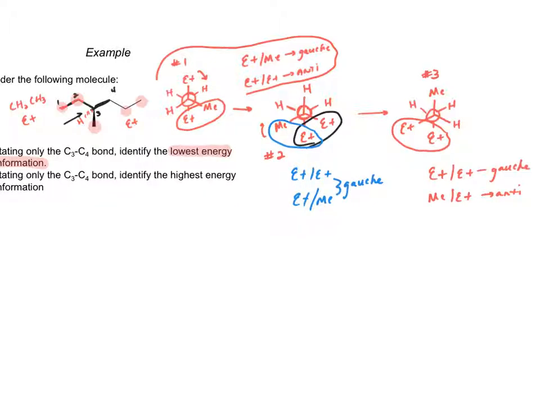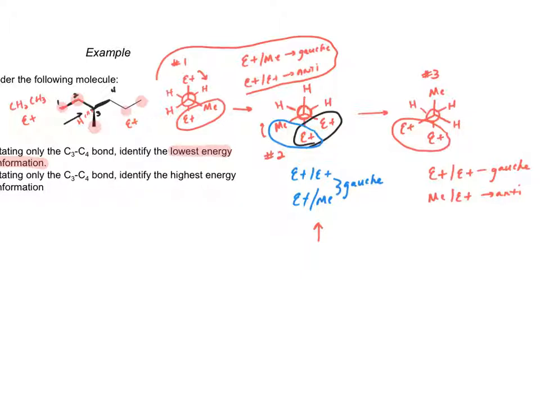So if we're looking for lowest energy, who are we really comparing? One of these is too much. It's too many gauche interactions. It's not going to happen. So we're going to ignore number 2 because we have 2 gauche interactions. Anyways, okay, so number 2, we're ignoring. It has ethyl-ethyl gauche and ethyl-methyl gauche. Number 1 has an ethyl-methyl gauche and ethyl-ethyl anti, and number 3 has ethyl-ethyl gauche and methyl-ethyl anti.